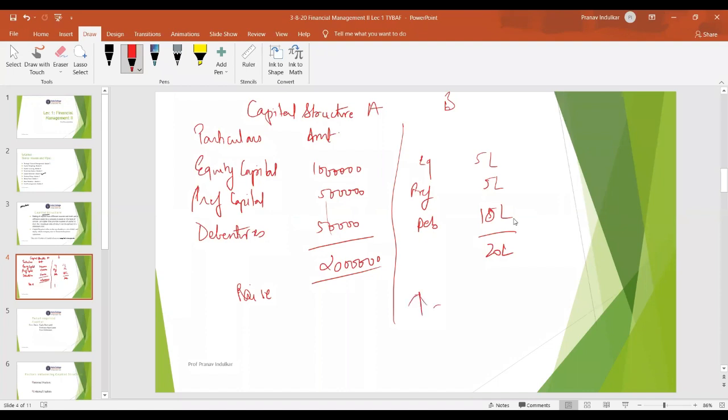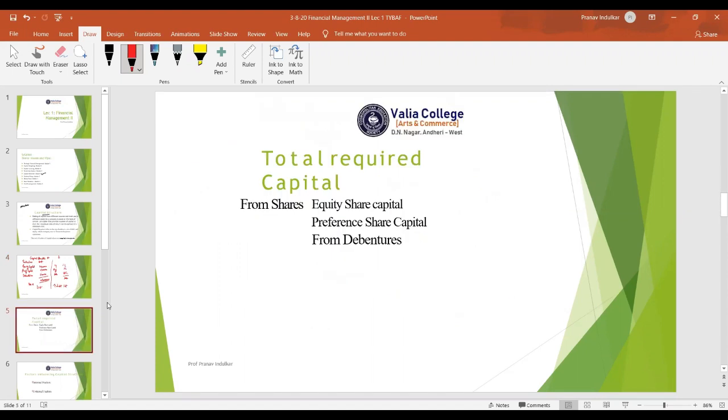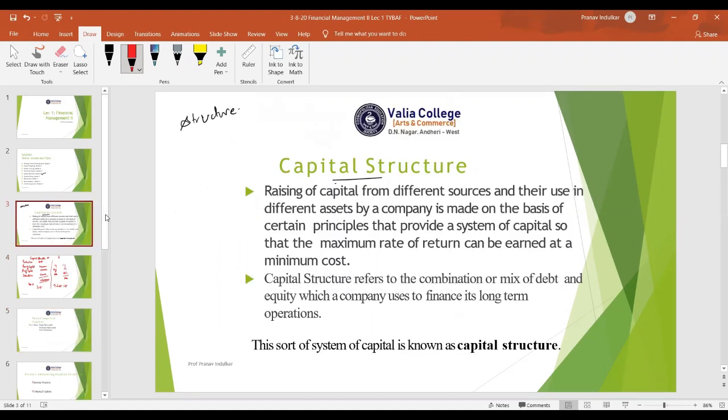In plan B, I'll have to pay more debt or more interest. In plan A, comparatively, interest will be less. Yes or no, guys? Right? So capital structure is raising of capital from different sources and their use in the different assets of the company, made on the basis of certain principles that provide a system of capital so that the maximum rate of return can be earned at minimum cost. This is what you have learned in cost of capital. It also refers to using a combination or mix of debt and equity. Correct or not?